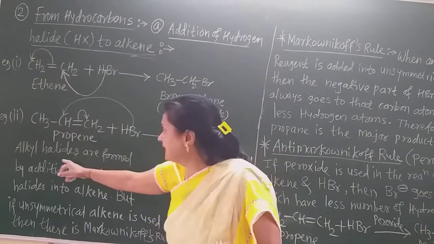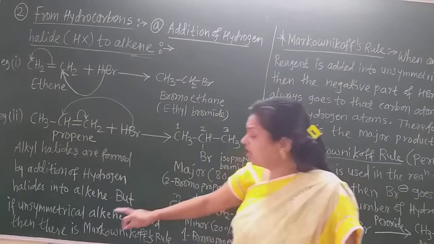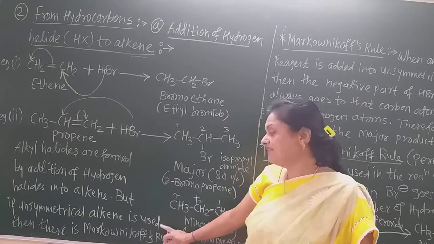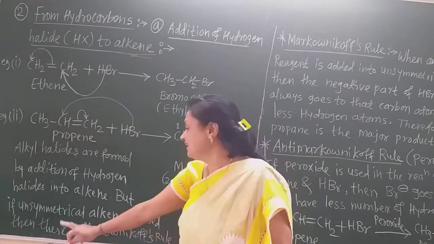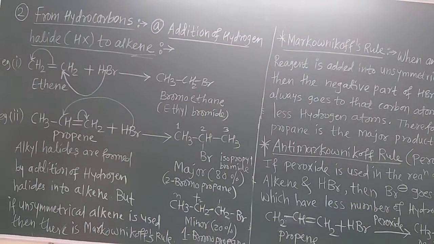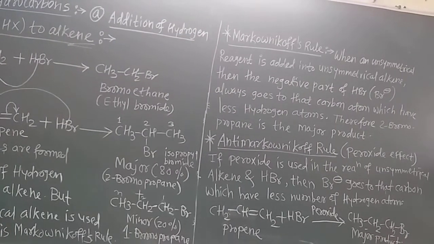Now alkyl halides are formed by addition of hydrogen halide to the alkene. When there is an unsymmetrical alkene, then the reaction is according to the Markovnikov's rule. Now see on the blackboard, what is that Markovnikov's rule? You can say this rule orally with your friends, then you can very easily write down this Markovnikov's rule in the examination.